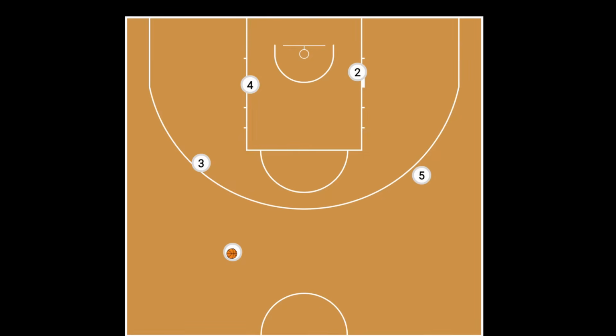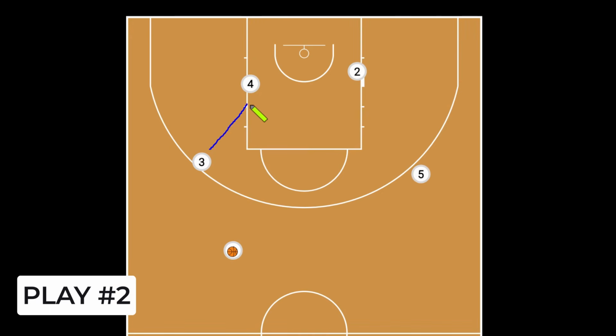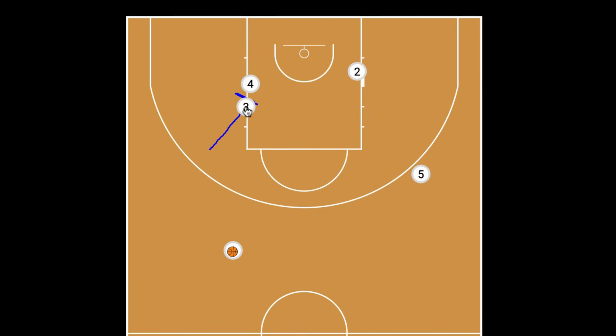So the first thing that we're going to do here is we're going to have number 3 go set a screen here for number 4. Now number 4 is going to come off that screen so that they're a little bit more centered on the basketball floor. So they're going to come off that screen and they're going to be centered right here. Maybe in this situation, we'd actually have the point guard a little bit more to the left. But regardless, we're going to have number 4 end up receiving the basketball.